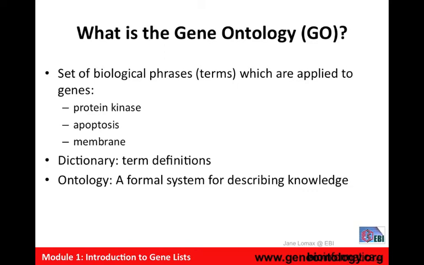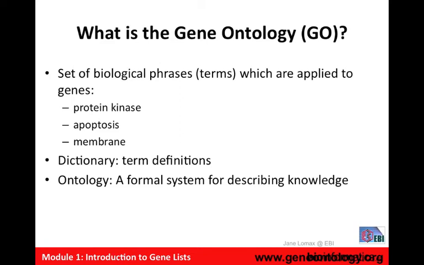Okay, so the gene ontology is a system that's very widespread. It's used quite a lot to define gene function. Basically, it's a set of biological phrases or terms which people have agreed upon to apply to genes. So there might be a term called protein kinase, another term called apoptosis, or a term plasma membrane or something like that. There's thousands of these terms. They're standardized, agreed upon terms. Gene ontology is also a dictionary because almost all the terms have a definition, so if you don't know what a certain type of cilia is, you can look up the definition.